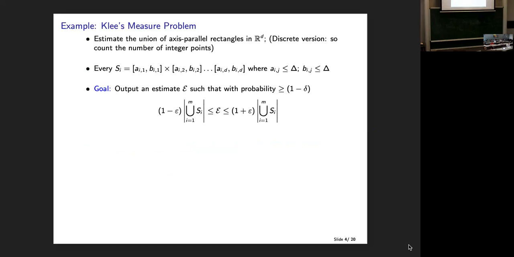So this is a famous problem called the Klee's measure problem. The sets that are coming are axis parallel rectangles in d dimensions. And you can think of that we are only interested in integer coordinates. So every set can be specified by just the diagonal points, right? Diagonal coordinates. So they are very easily given. And what we are interested in is the union.